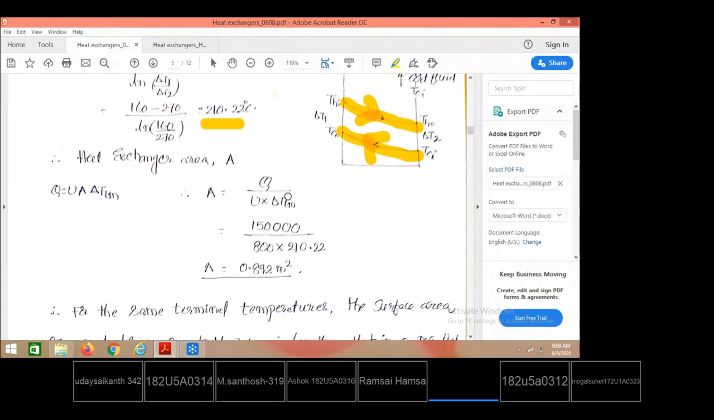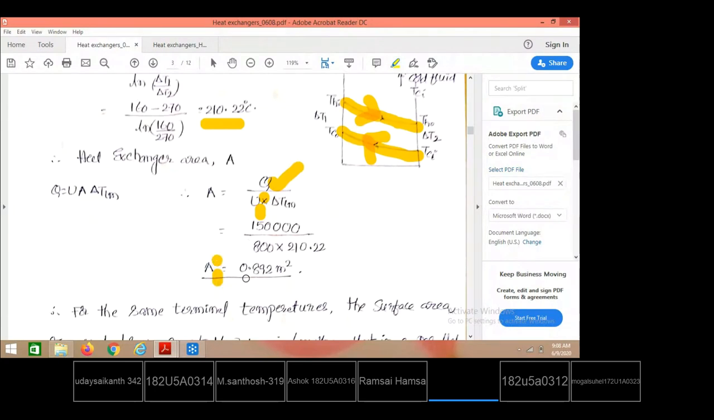So we know that Q equals U A delta T m. If you separate out A, we get A equals Q divided by U delta T m. Q is the same as in the previous case, only 150 kilowatts, which is converted to watts: 150 into 10 cube, that is 1,50,000 watts, divided by U. That is Ui we are taking, so automatically the area also becomes Ai.